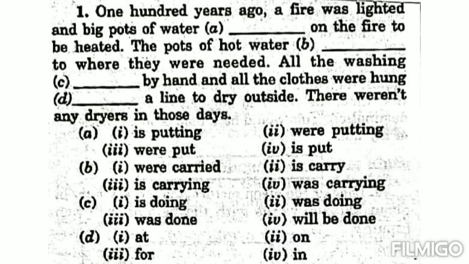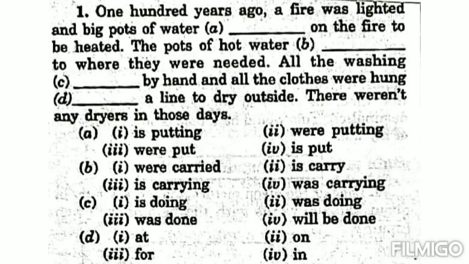As I have already told you that you will be having 4 options as answers for each blank, as you can see. Okay, as A blank has 4 options. First is putting, second is were putting, third is were put, and fourth is put. Out of these 4 you have to choose the correct answer, right? Similarly for B blank, first option is were carried, second is carry, third is carrying, fourth was carrying.